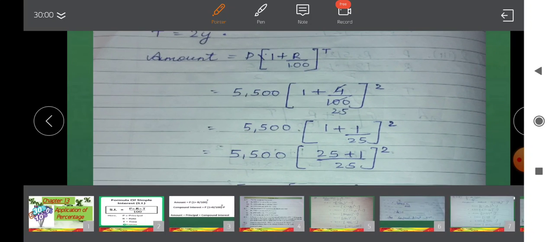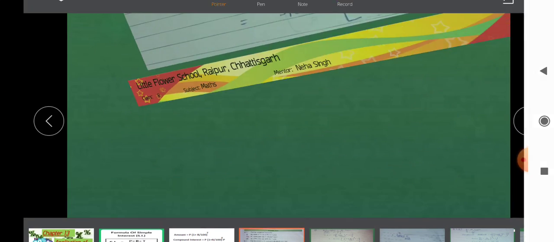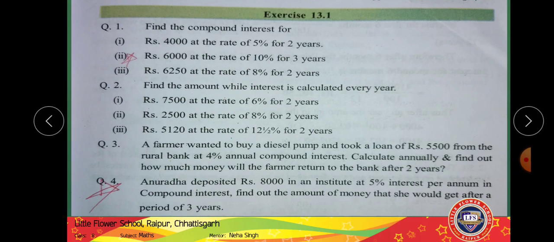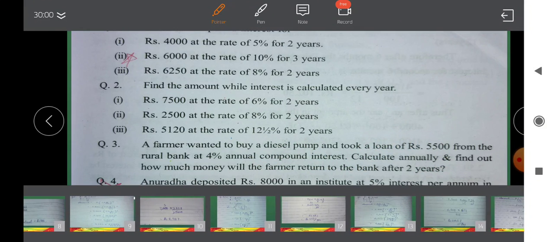Now coming to the last question of this exercise. Anuradha deposited rupees 8000 in an institute. What is the principal here? Principal is rupees 8000 in an institute at 5% interest. Interest is given 5%, right? And amount you need to find out. So how can you find the amount? Again the formula will be using, right?